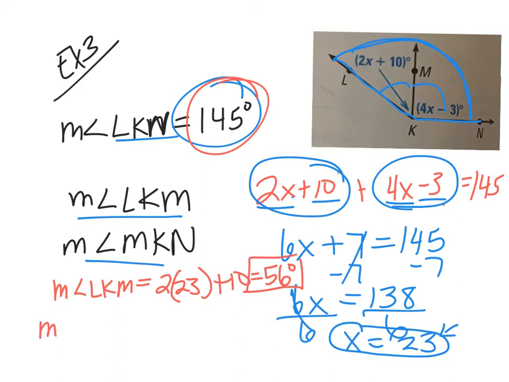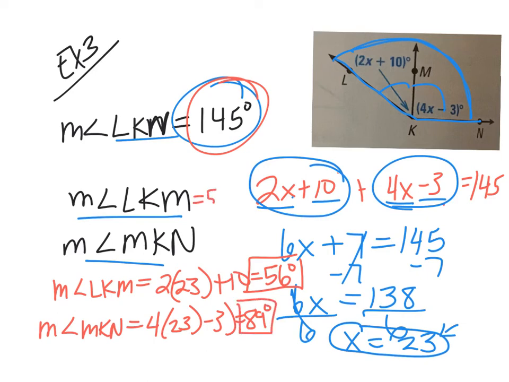Now let's do the second one. Measure of MKN. It's the second equation. 4 times the x, which is 23, minus 3, equals. So 4 times 23 would be 92, minus 3 is going to give you 89 degrees. So this one is 56 degrees, this one is 89 degrees. So I have found the two answers that it was looking for. All right, good.